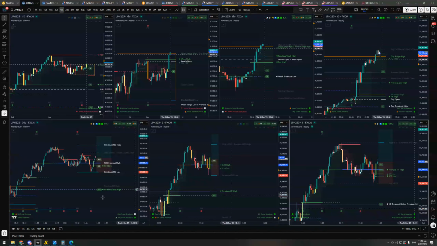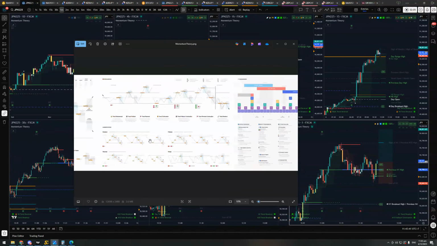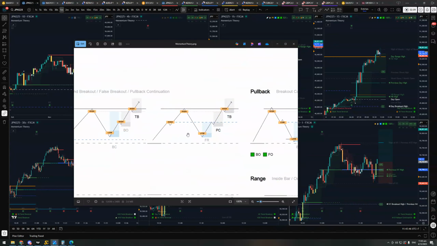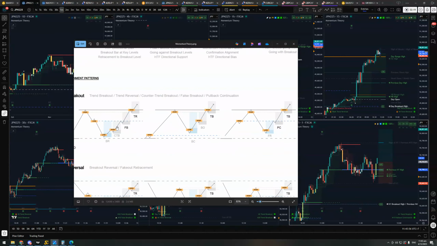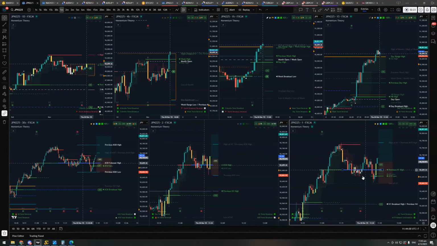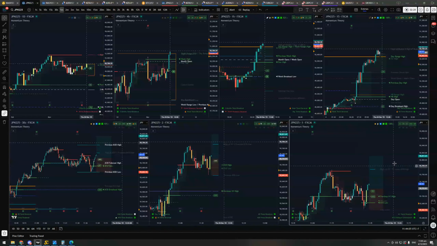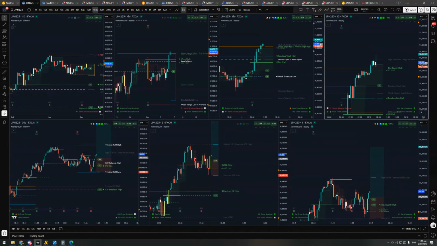So we're breaking out of a previous high, and then price came down, faked out the low below that breakout level. So this is a pullback pattern, and I took that pullback continuation. These ones in black, these are the recommended entries to take on these patterns. And yeah, so took that one, and now I'm going to be holding to the next momentum cycle.